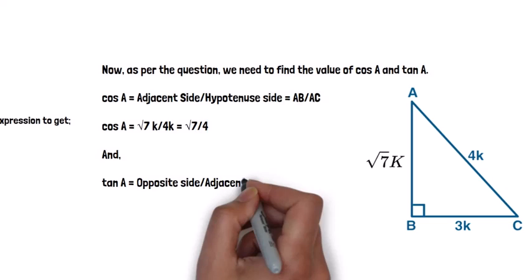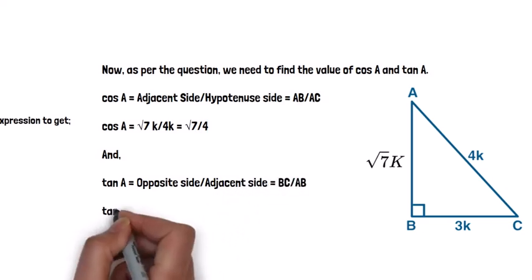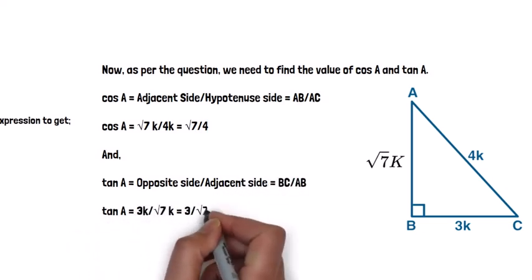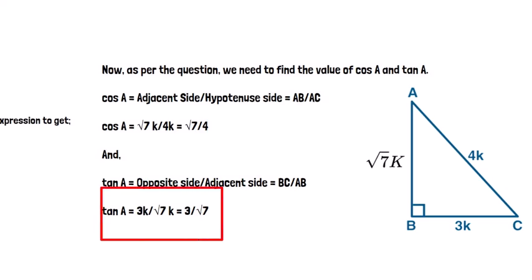And tan A equal to opposite side divided by adjacent side equal to BC divided by AB. Tan A equal to 3K divided by root 7K equal to 3 by root 7. This is the value of cos A and tan A.